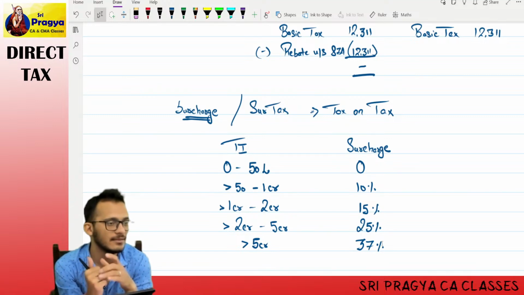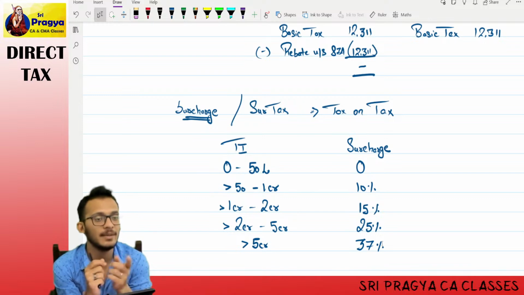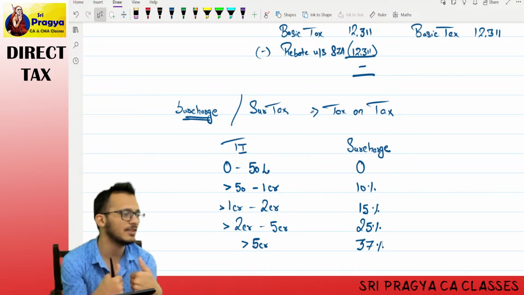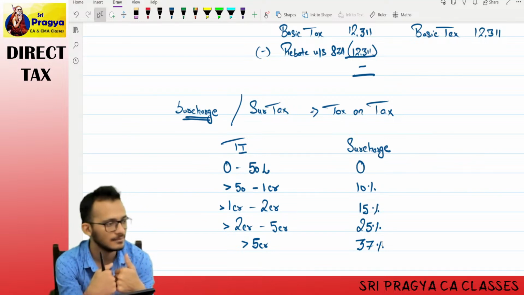It is 37% on everything. That is what I told you. I made you a new category now. See, if I had to put it in slabs, then I could have changed my slab itself. I could have come and told 10 crores to 50 lakhs, 50 lakhs to 1 crore. Yes or no?